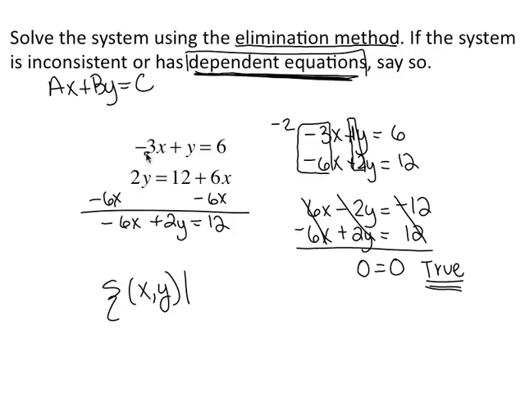If we look at negative 3, 1, and 6, they don't have a common factor, so we're going to select that equation. So negative 3x plus y is equal to 6. So the solution is for all xy such that negative 3x plus y is equal to 6.